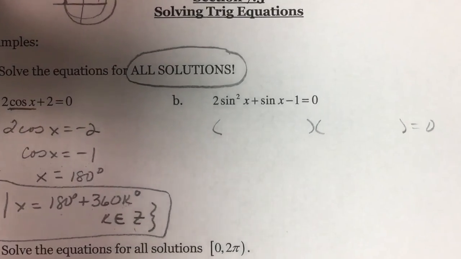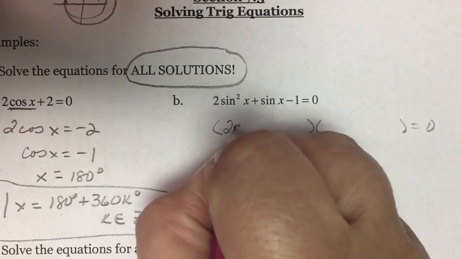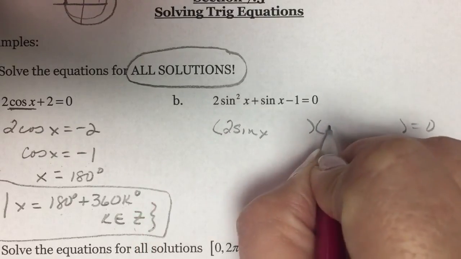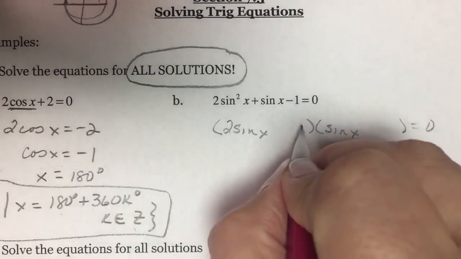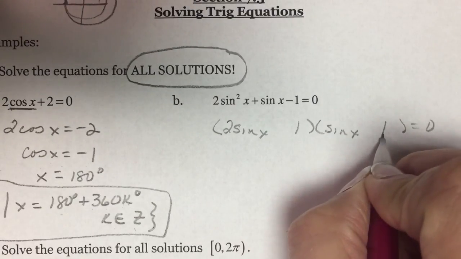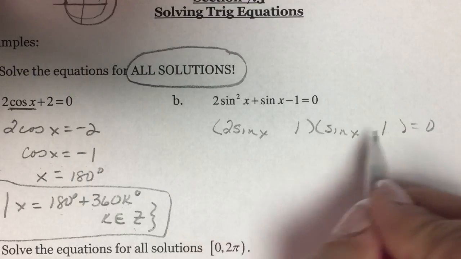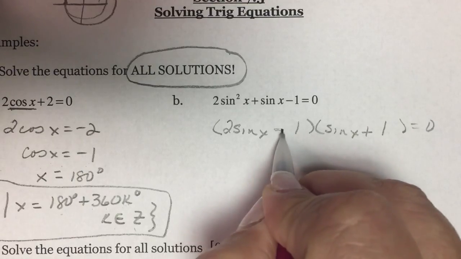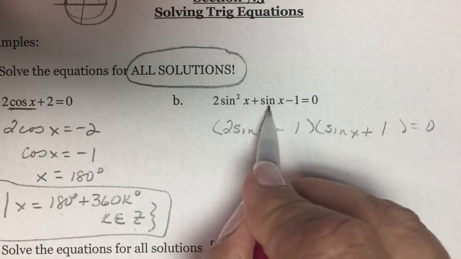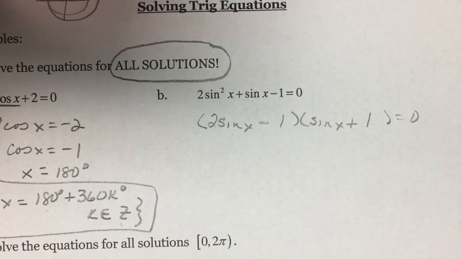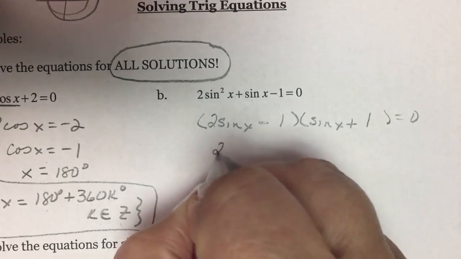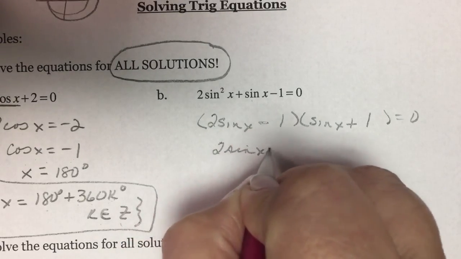If I factor it, it's going to be 2 sine x and then 1 sine x, and then a 1 and a 1, so that's easy, but I just have to figure out where my signs are going to go. It looks like it's going to be a plus here and a minus here because I want a positive sine x on the inside. So there it is, factored. We need to take each one of the factors and set it equal to 0.